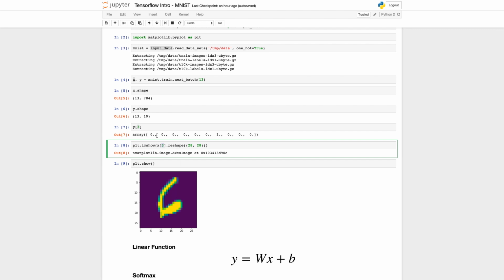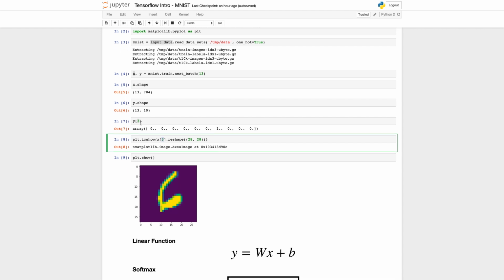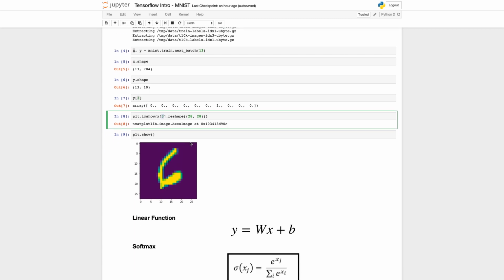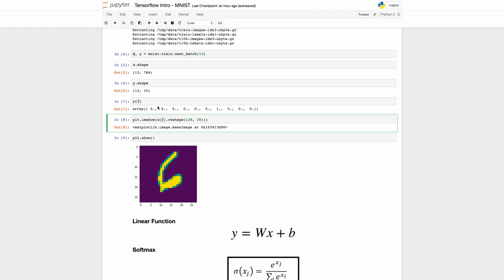Looking at the indices here, we go 0, 1, 2, 3, 4, 5, and 6. That tells us that the image in X at the index 3 is going to be a 6, and that's how the label defines it to us. We can use these images and these labels to train a model so that the model is able to predict new images that we give to it and classify those effectively.